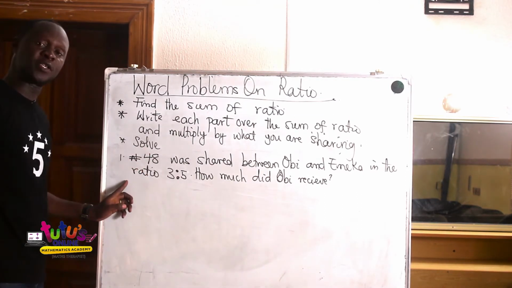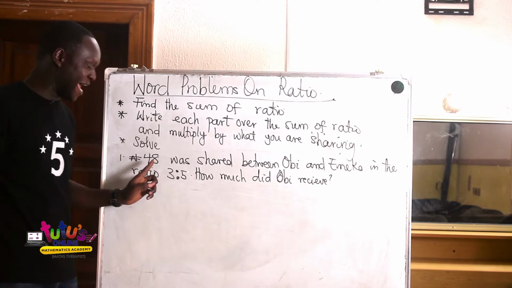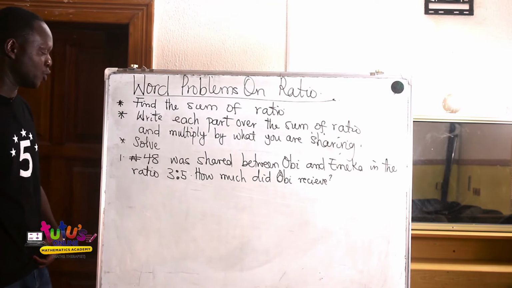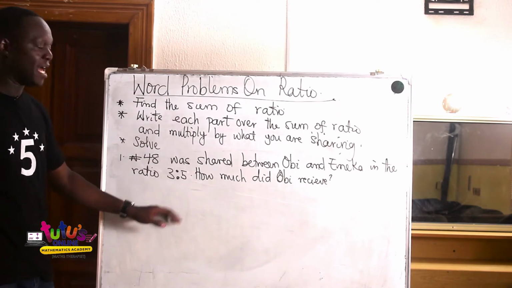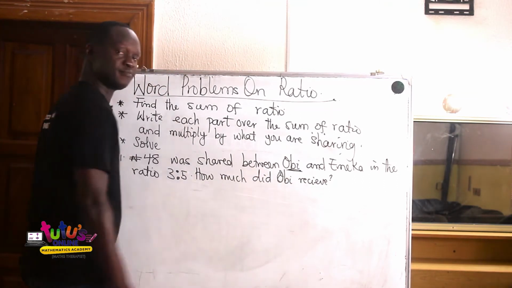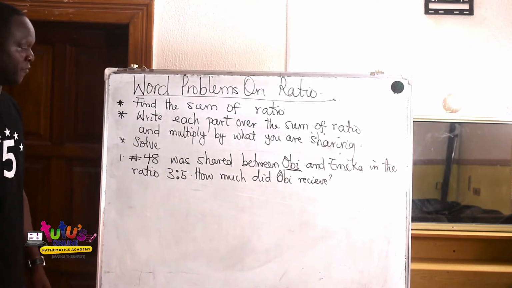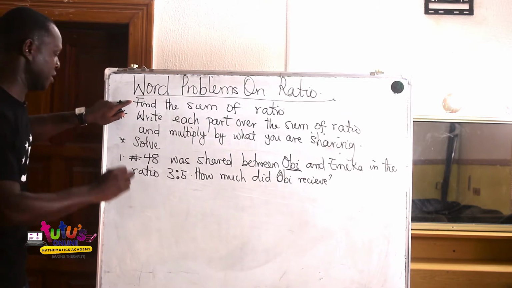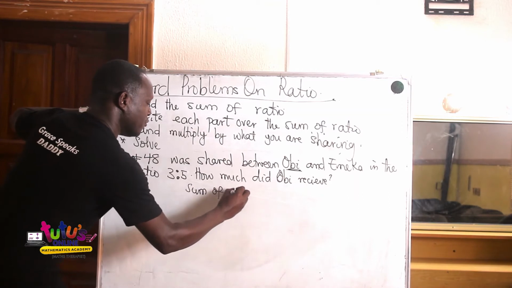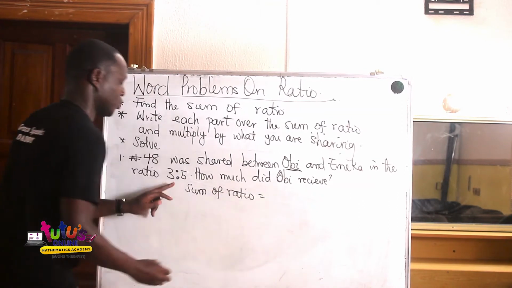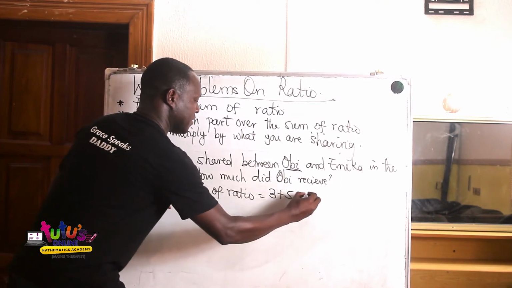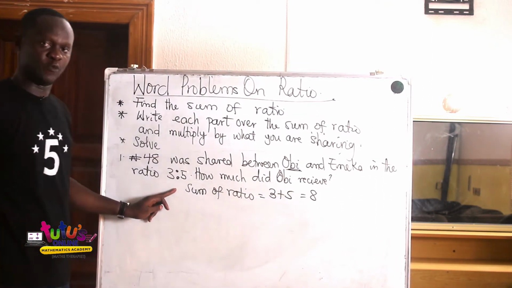Now we'll be taking the first question. It says 48 naira was shared between Obi and Emeka in the ratio 3:5. How much did Obi receive? We are looking for Obi's share. So what's the first thing you do? Number one thing, find your sum of ratio. Sum simply means addition. So 3 plus 5 gives us 8. Our sum of ratio is 8.